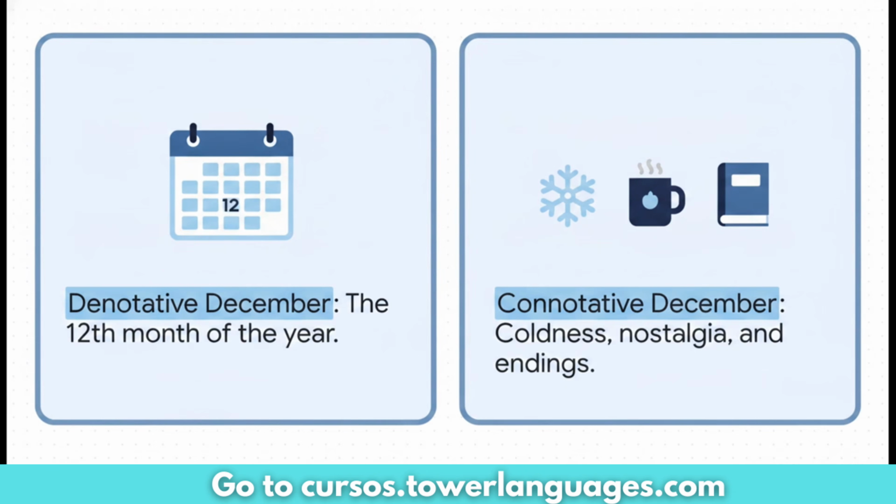Let's put this into a practical classroom context using the word December. Your students might easily learn the denotative meaning, right? The 12th month of the year. Easy. But to truly master the Lexis, they have to grasp its connotative weight. In many English-speaking cultures, December brings up feelings of coldness, maybe some nostalgia, winter breaks, and endings. Highlighting these emotional layers really helps your students pick up on the true tone of native speakers.